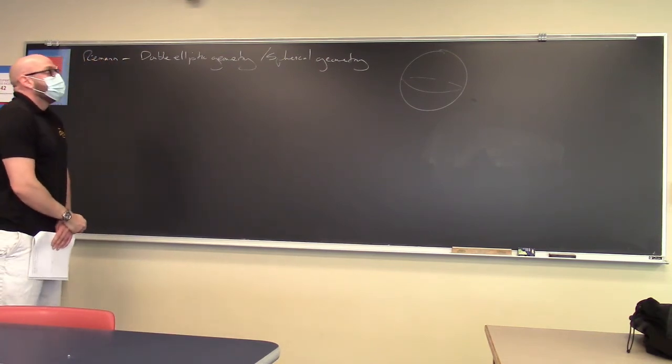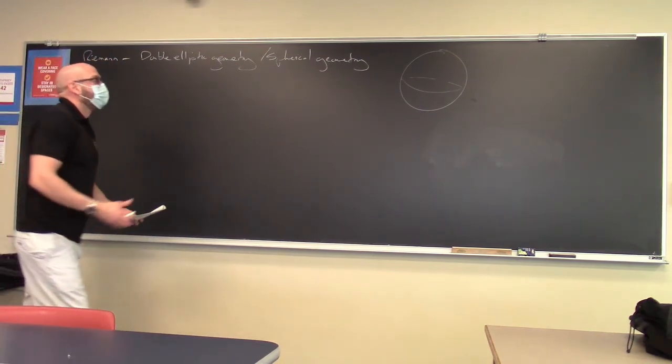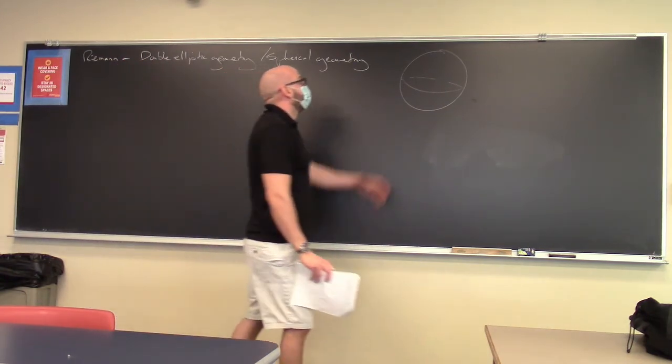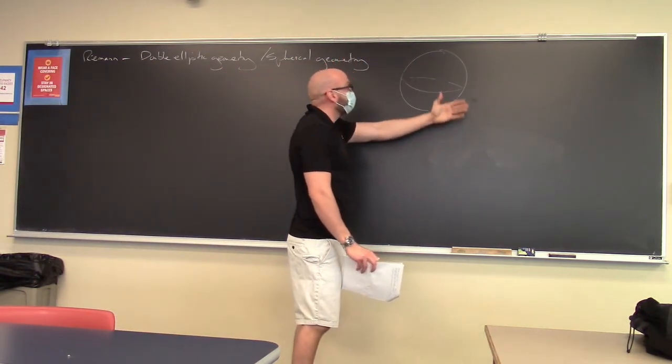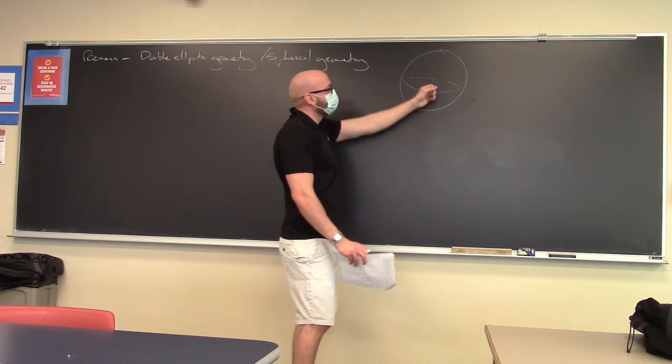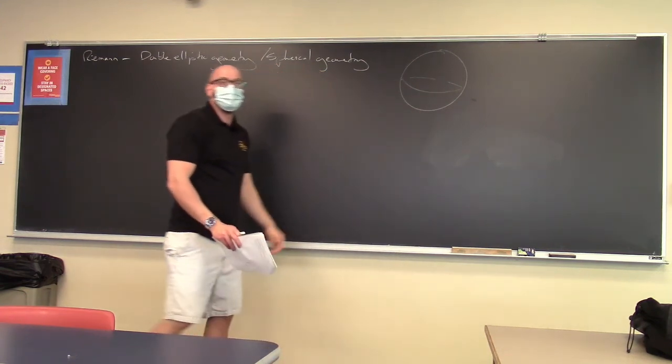And the lines on a sphere are, of course, great circles. They are the intersections of planes that cut through the sphere, through the center of the sphere.